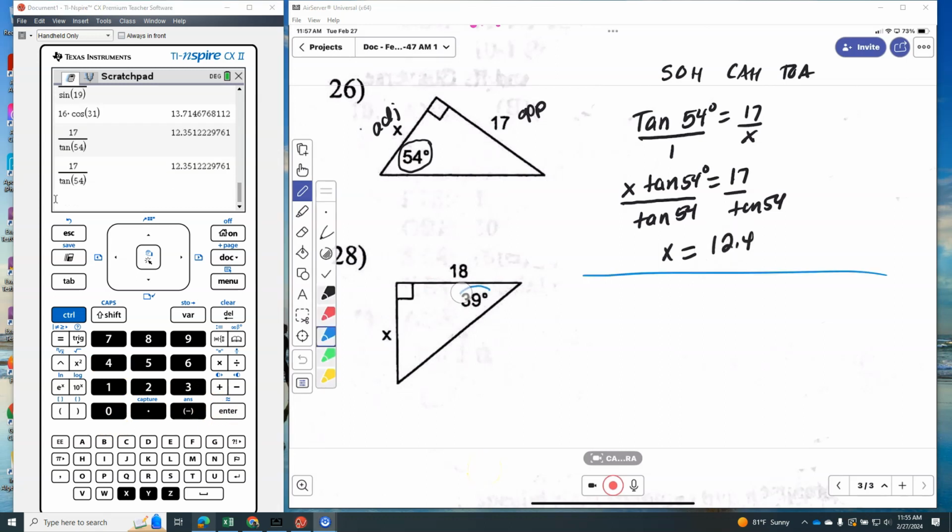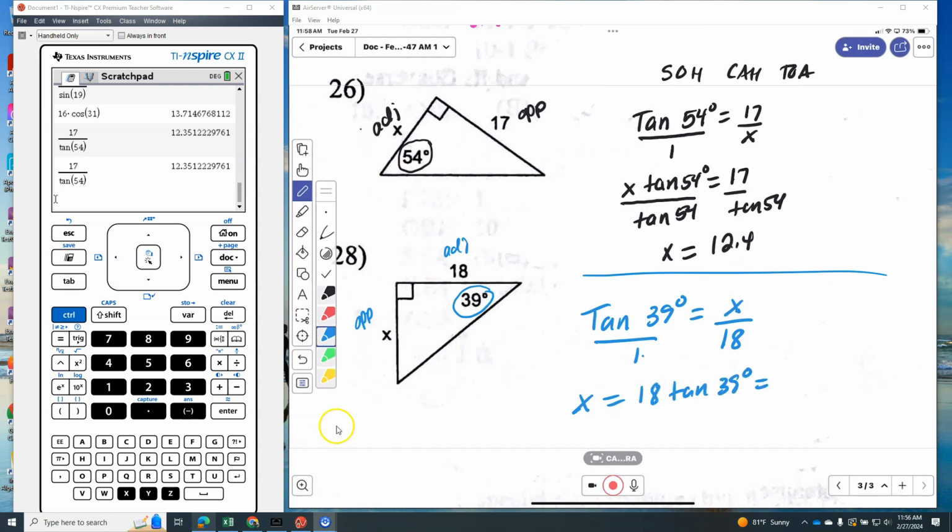And looking at 28, we have the angle. This is opposite, and this is adjacent. So once again, you're going to use tangent. So you're going to write tangent of 39 degrees is equal to opposite, in this case it's x, over adjacent, which is 18, so it's over 1. You're going to multiply 1 times x, which gives you x. Then you're going to multiply 18 times tangent of 39. So go to your calculator. So you have 18 times the tangent of 39 degrees, and that's 14.6.